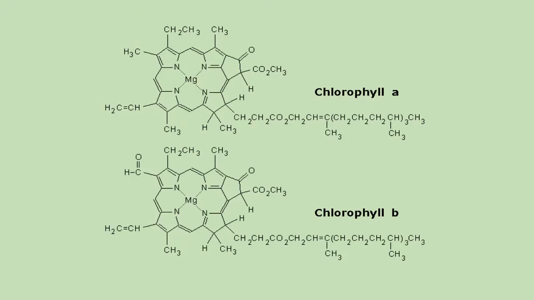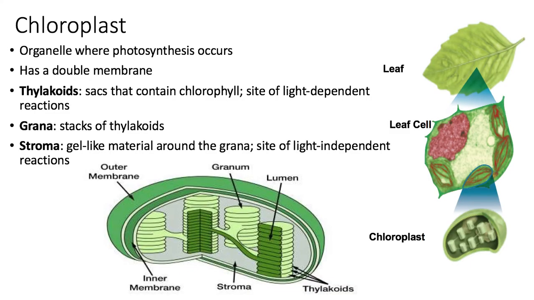Okay, so here is what chlorophyll A and chlorophyll B look like. They're chemical structures. And where do we find this chlorophyll? Where do we find these pigments? We find it in an organelle known as the chloroplast. You want to think of the chloroplast as the photosynthesis factory.